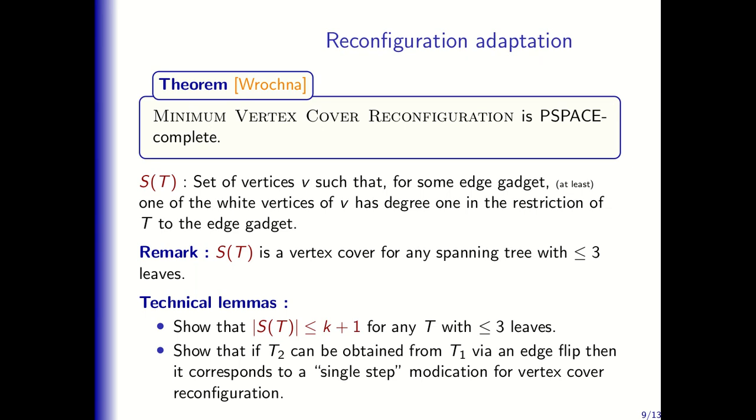So I don't want to enter into details here because it's slightly technical, and the proofs are actually very technical, and I am hiding some details in the statement of these lemmas. But basically that's what we have to show. We have to show that the size of S is not too big, and we have to show that when we perform an edge flip, it corresponds to a single step modification for vertex cover. And both points are actually very complicated and technical proofs. Okay, so this is the idea of the proof for this hardness for spanning tree reconfiguration with at most 3 leaves.